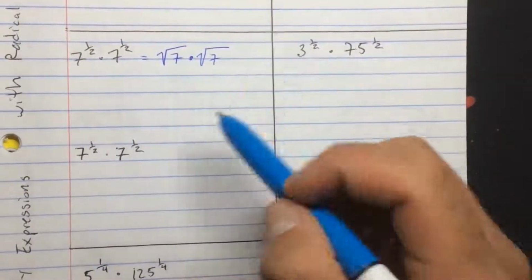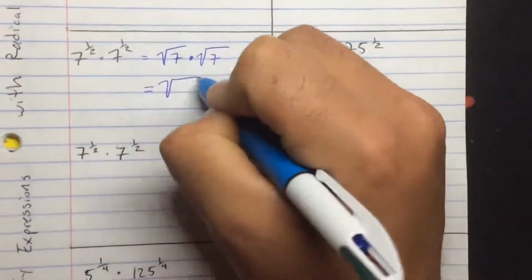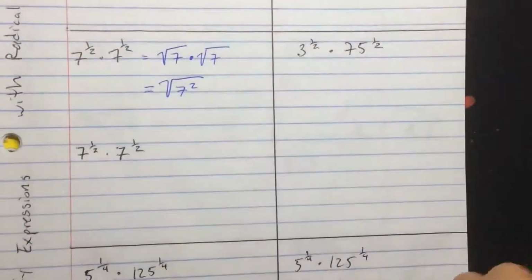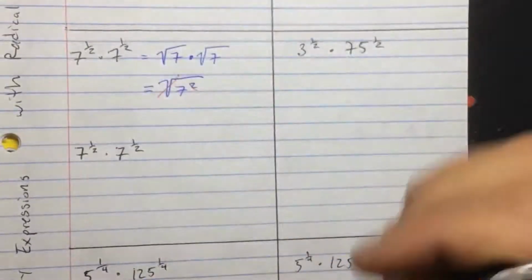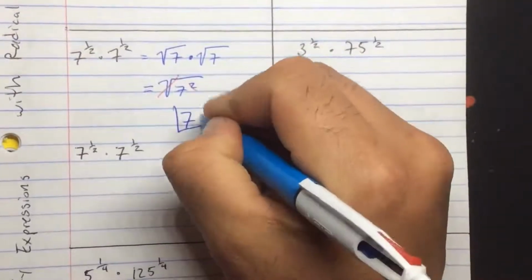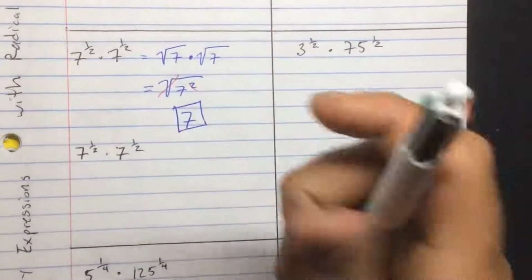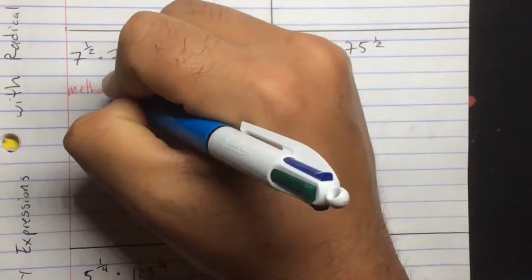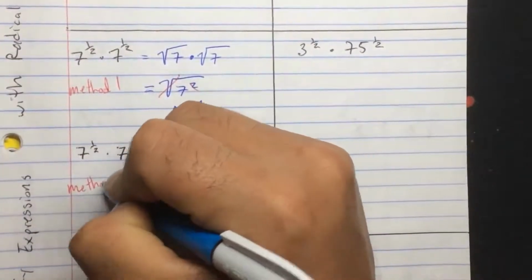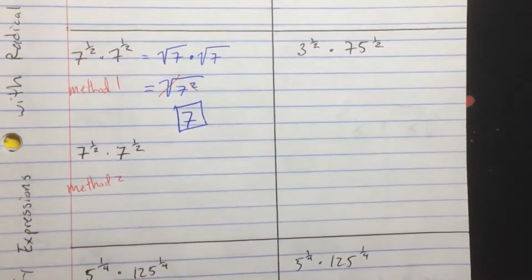So this is the first way. We've already done this before. We know this ends up being equal to the square root of 7 squared. These reduce here, leaving us just with our number 7, which is our answer. So this was method 1. I'll write this in red. So method 1, and this is going to be method 2.